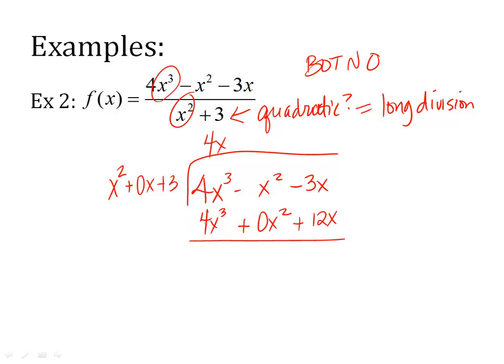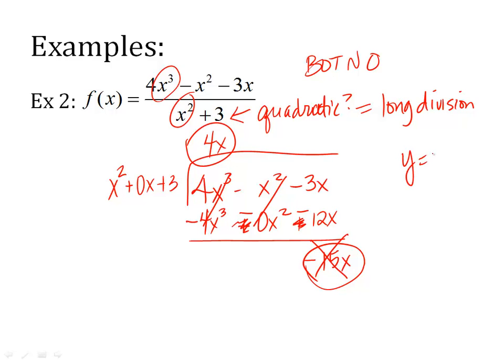Divide through, subtract, changing all your signs. So this is 0, this is 0, and here I get negative 15x. Clearly this is a remainder. I don't need to mess with this because remember, we don't use remainders when it comes to oblique asymptotes. So if it's the remainder, I can ignore it, and this is my equation. My equation is simply y equals 4x.